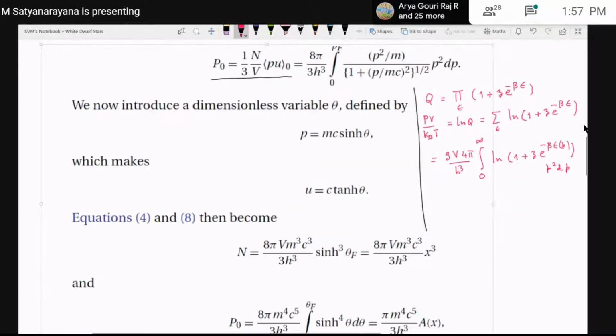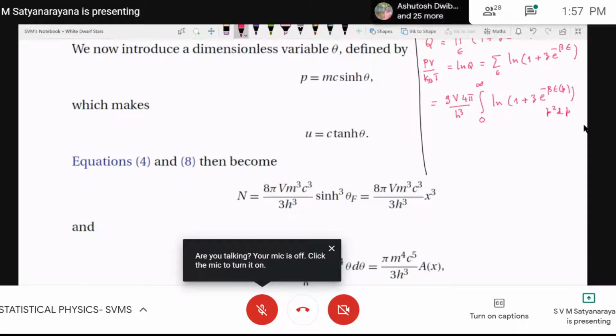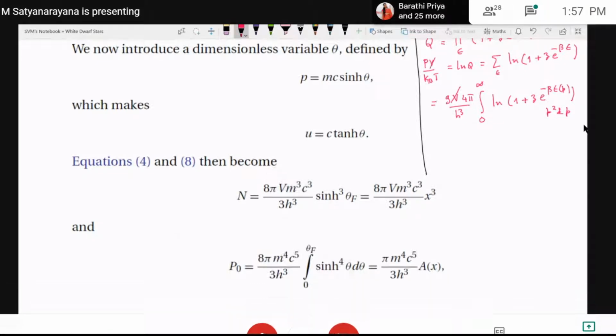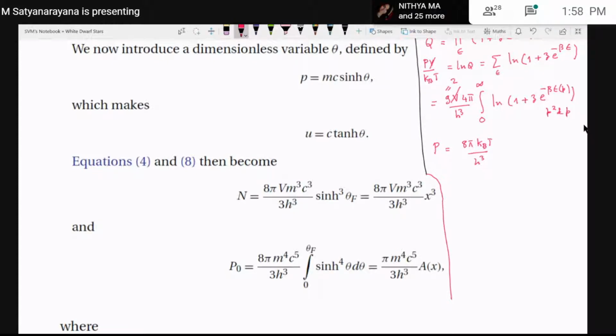I can solve this by noting that first the g and the volume will cancel, and g is equal to 2. So I will have the pressure equal to 8 pi k_B T by h cube. And then this integral, I can do an integration by parts. How do I do integration by parts? I take this as my u, and this as my dv.